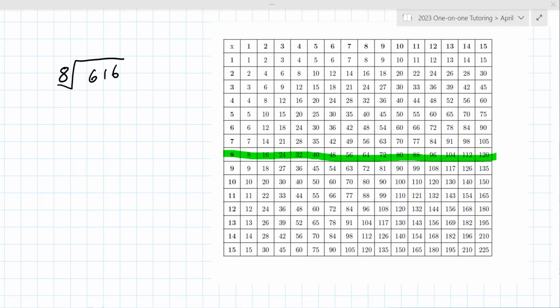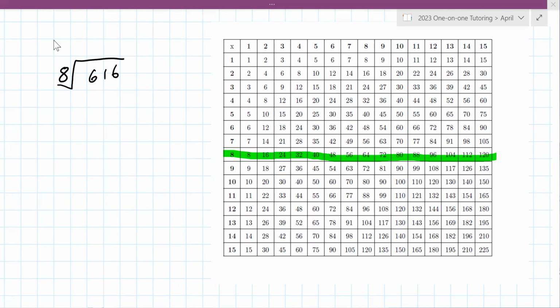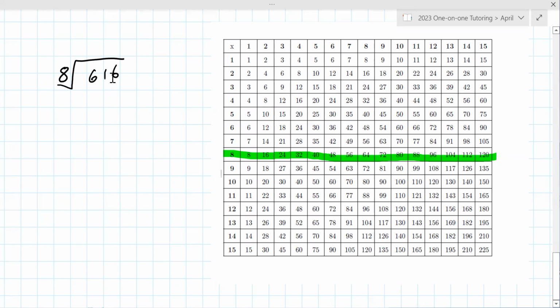How are you doing on this one, Zoe? Well, I got one, but after there's like no more numbers on 616, so I thought I was just done with it. Okay, does 8 go into 6? No. But it does go into 61. Where is that on here? Between 72 and, wait, no. Yeah, wait. 56 and then 64. So which number do you choose, 7 or 8? 7.